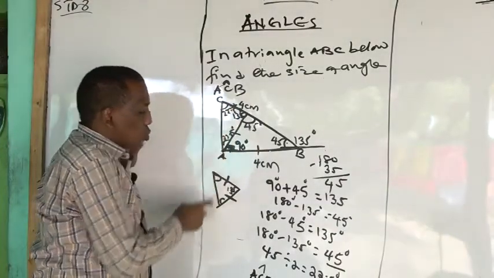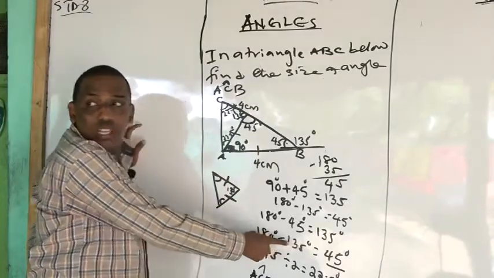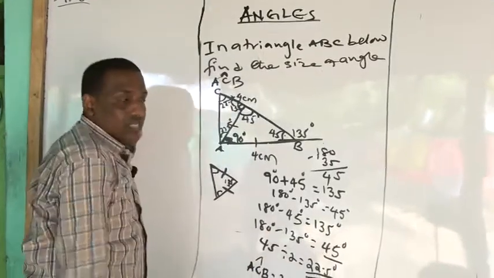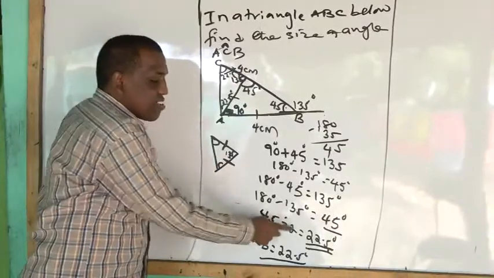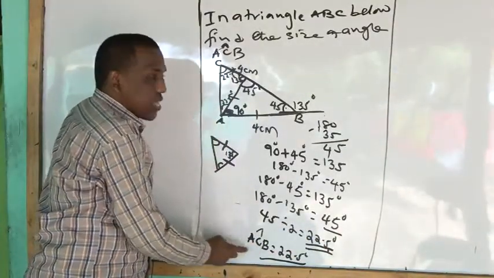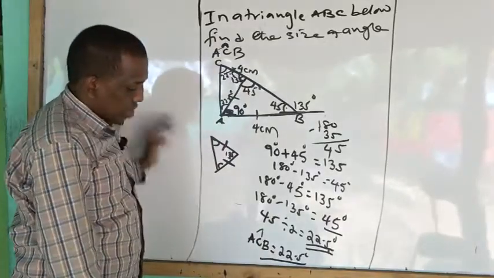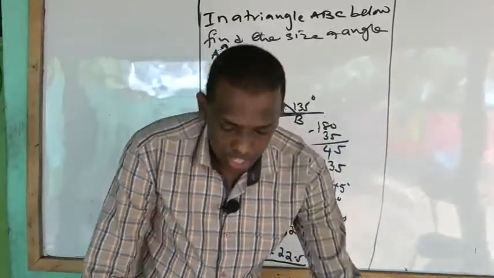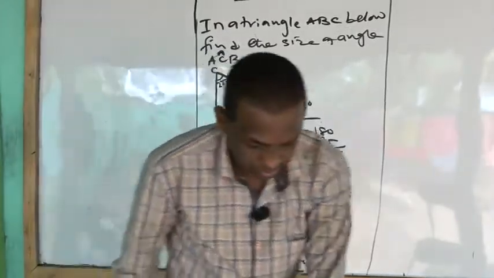How do we get these two? You say 180 minus 135, you remain with 45 degrees. The two base angles are equal. Divide by 2, 22.5, 22.5. So angle ACB is equal to 22.5 degrees. That's how we find.